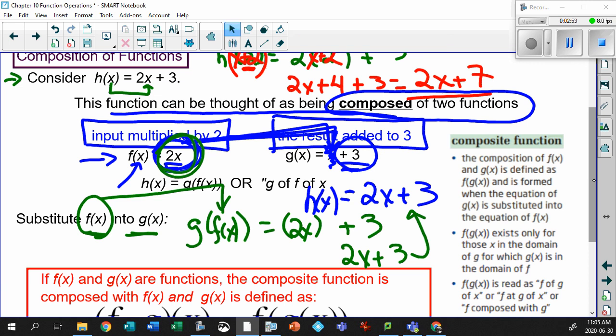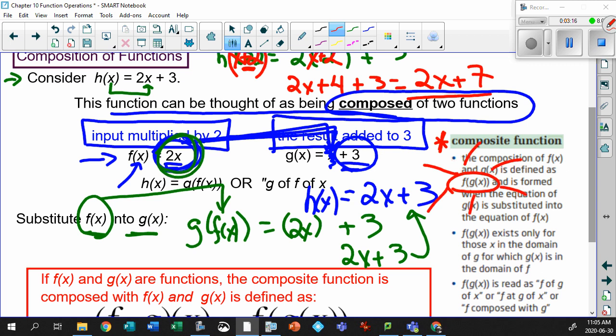So here's all the definitions from the textbook. I love this. What is the composition of functions? The composition of functions, f of x and g of x, there it is. You're substituting a g of x into an f of x, or an f of x into a g of x. It all depends on how they write this beautiful thing.